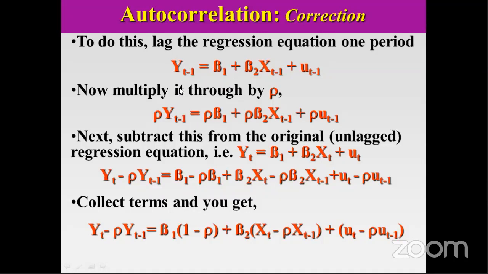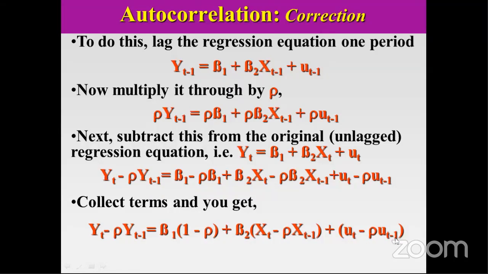So instead of yt in your original regression model, in the corrected regression model your dependent variable is yt minus rho yt minus 1. Instead of only beta 1, now we have beta 1 times 1 minus rho. So now the problem of autocorrelation is corrected, because we have removed that rho ut minus 1 from the regression equation, and you have a new error term. The new error term is ut minus rho ut minus 1.